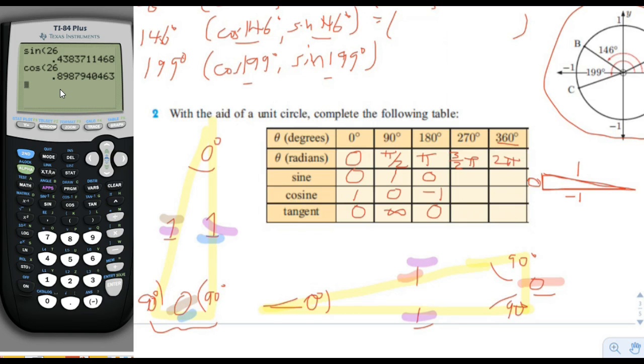Now 270 degrees would be the triangle like that. The sine would be -1. Cosine would be 0, and tangent would be the opposite over the adjacent. The opposite is -1, the adjacent is 0, so it would be -infinity. 360 degrees is actually the same as 0 degrees. It's the same angle, right? So everything is just repeated there.